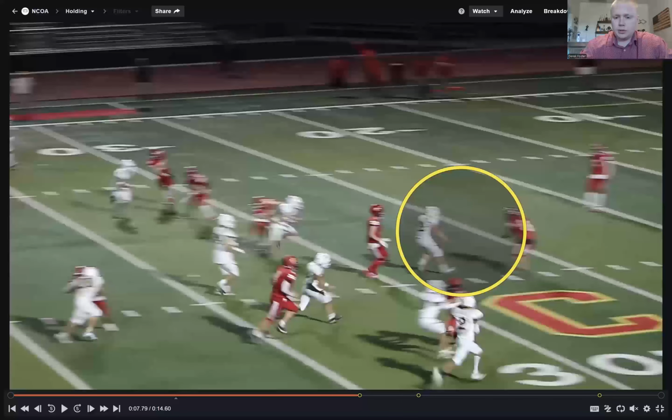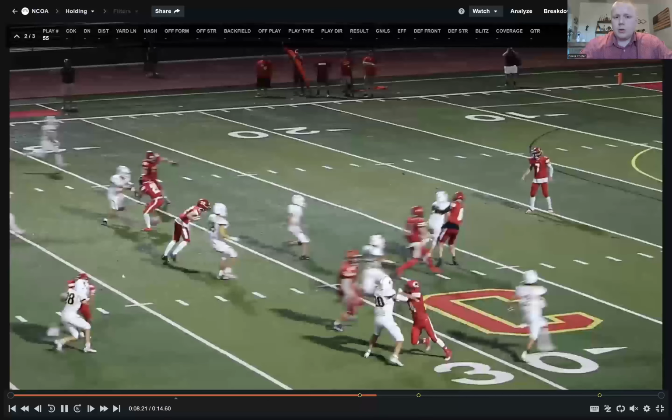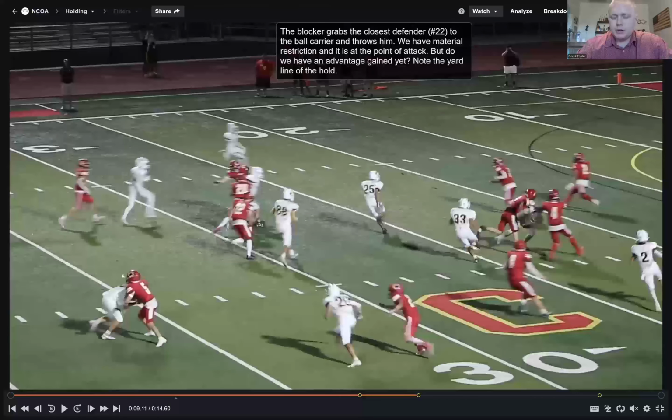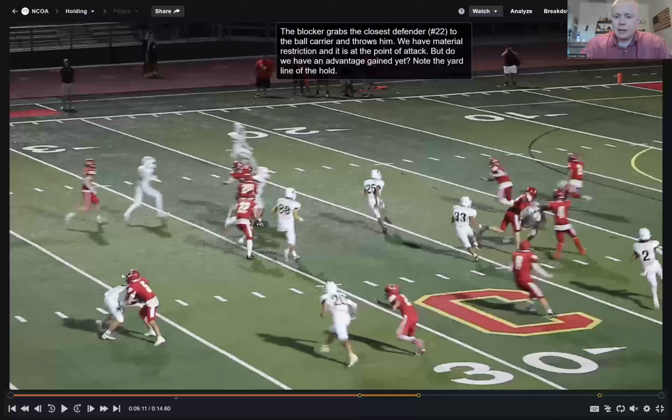All right, number 22 is the matchup we're going to be looking at here. Right away, we've got material restriction, right? The receiving team player grabs the kicking team player, turns him, and just throws him. If he had hit the ground, it would have been a takedown, but we have clear material restriction here. It's also at the point of attack. You can see the ball carrier. This defender is going to be the closest one to the ball carrier, and he could have made a play there had he not been fouled. So we're going to consider this at the point of attack.